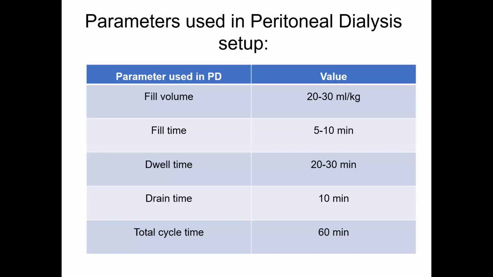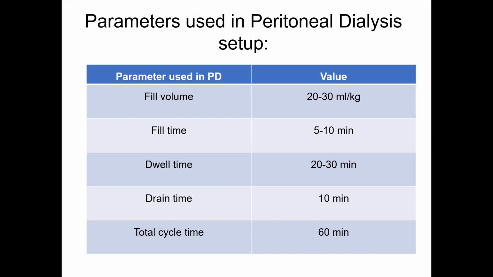Now coming to the parameters which are set up in peritoneal dialysis. The first parameter is fill volume, which is the volume of dialysate to be instilled in the peritoneal cavity for ultrafiltration as well as solute removal. Its value is approximately 20 to 30 ml per kg, but all these parameters can be modified according to the clinical and biochemical parameters of the neonate. The second parameter is fill time, the time required for the dialysate fluid to get filled in the peritoneal cavity. This is kept initially at 5 to 10 minutes.